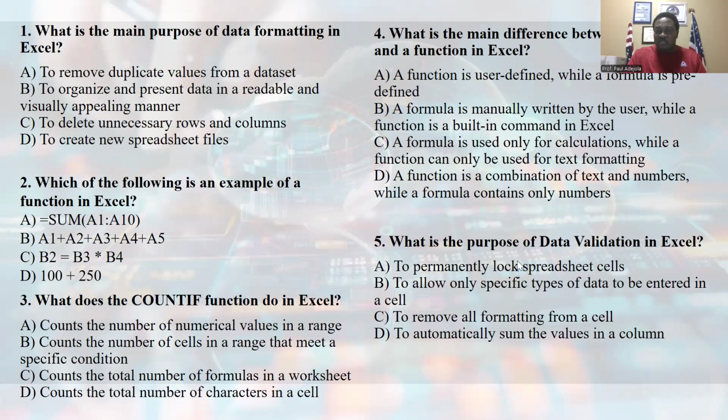Then the last question. What is the purpose of data validation in Excel? A, to permanently lock spreadsheet cells; B, to allow only specific types of data to be entered in a cell; C, to remove all formatting from a cell; D, to automatically sum the values in a column. The correct answer is B.